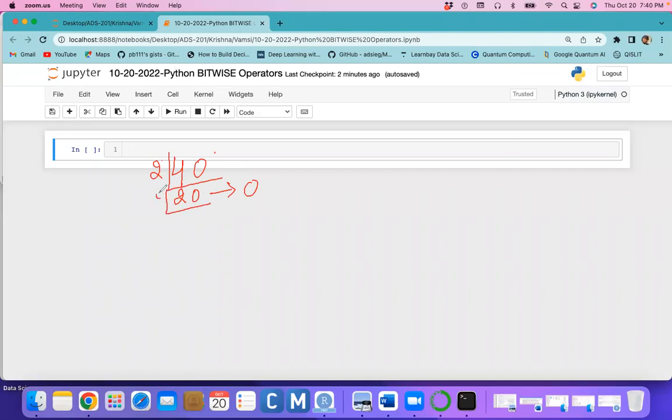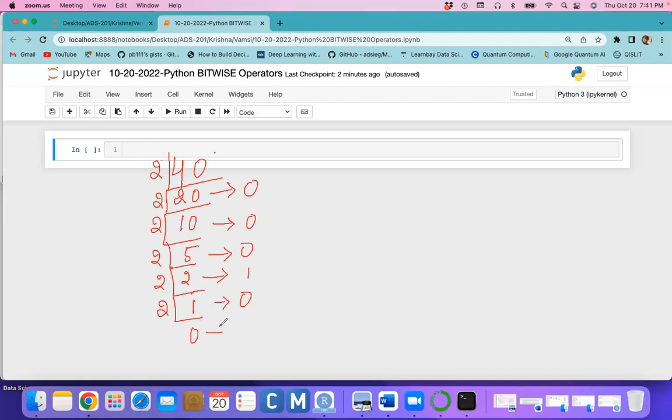Next you can divide by 2. 2 10s are 20, right? So here also the remainder is 0. Next, 2 5s are 10 only, right? Again the remainder is 0. This is the way you can do it until the quotient becomes 0. 2 2s are 4, right? So 5 minus 4 is 1. So the remainder is 1. Next we can do 1 time. 2 1s are 2, right? Remainder is 0. Next we divide 0 by 2, 0 times, then 2 minus 0 is 2, and the remainder is 1.